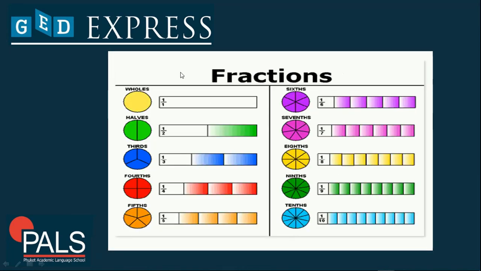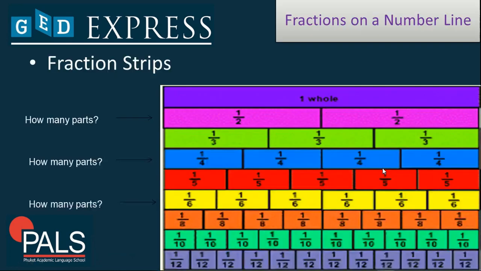Now for the fractions, suppose we have here this one. So we have 1 whole, halves, thirds, fourths, fifths, sixths, sevenths, eighths, ninths, tenths, and so on and so forth. So suppose we have here the fraction strips on a number line. 1 whole is this one, and if you cut 1 whole to halves, that will give you 1/2 on one side and 1/2 on the other side. If you're going to partition this 1 whole into 3 equal parts, that will give you 1/3, 1/3, and 1/3. Same is true with this one if you cut it into 4, 5, 6, 8, 10, or 12.